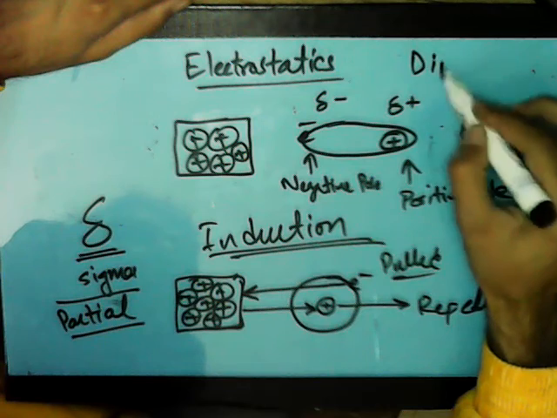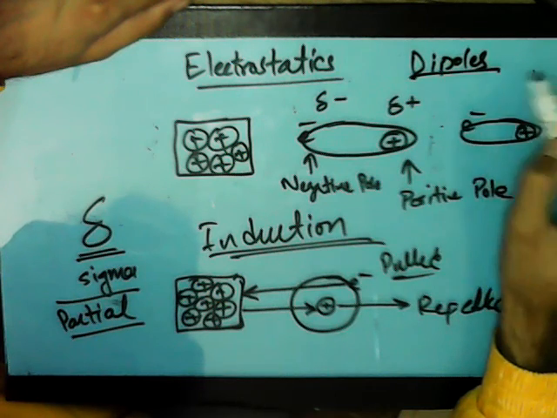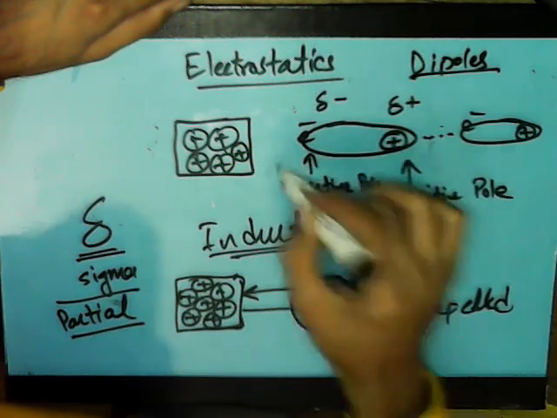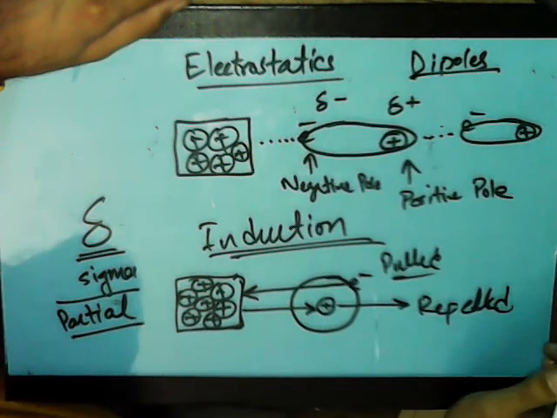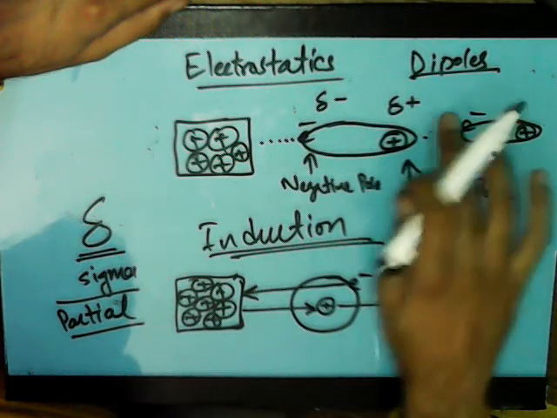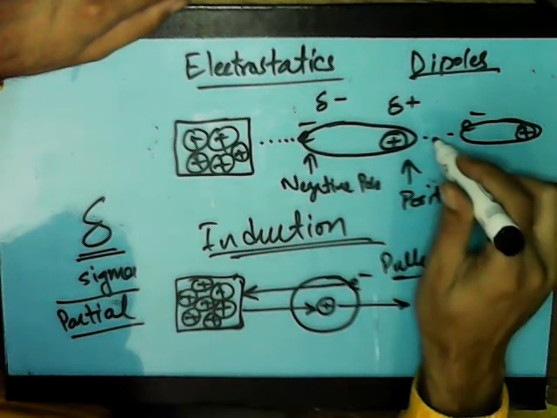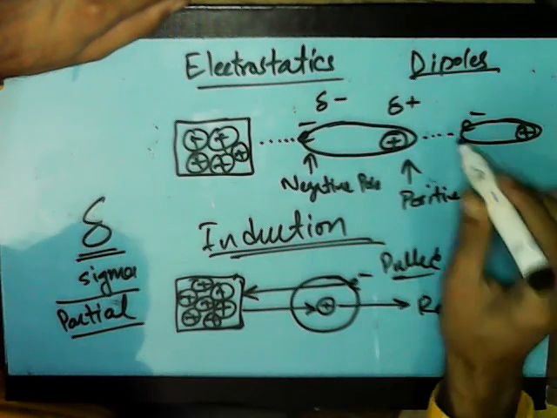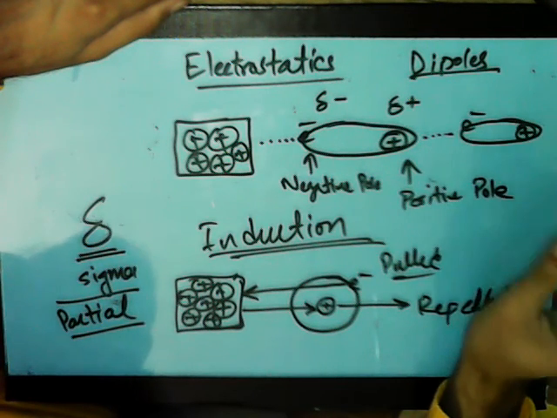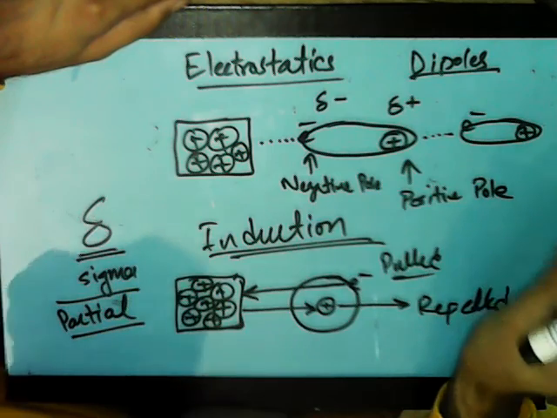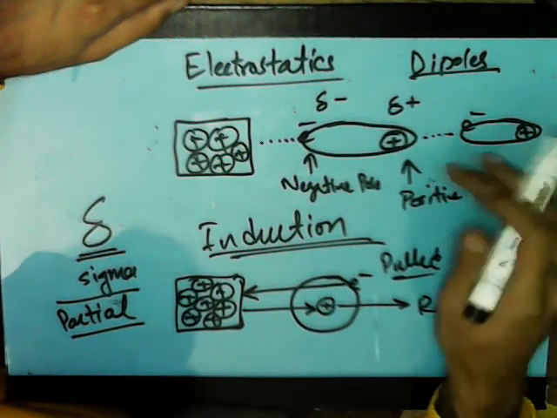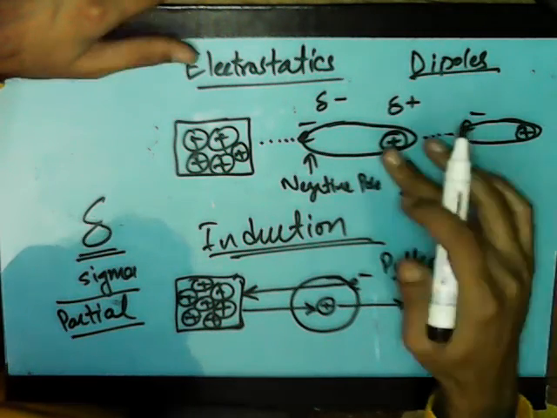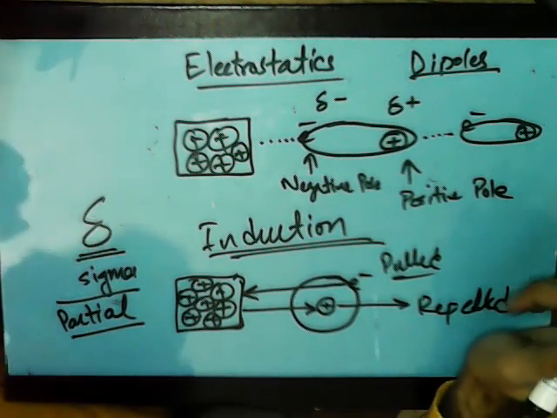So we are talking about dipoles. This is induced, this is also induced. These dotted lines represent forces of induction, which we also see in hydrogen bonding and van der Waals forces. They are all a similar phenomenon, electrostatic induction.